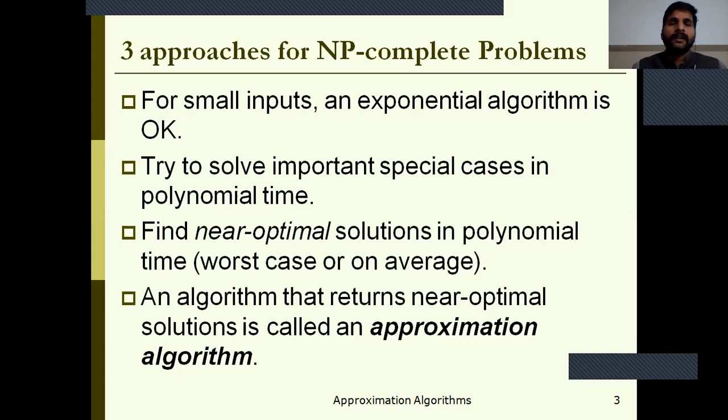First, we use the approximation algorithm because of the three approaches to an NP-complete problem: for small input, an exponential algorithm is okay. Then we apply the approximation algorithm. Try to solve important special cases in polynomial time, and find a near optimal solution in polynomial time in the worst case or average case. An algorithm that returns a near optimal solution is called an approximation algorithm. It is the definition of the approximation algorithm.